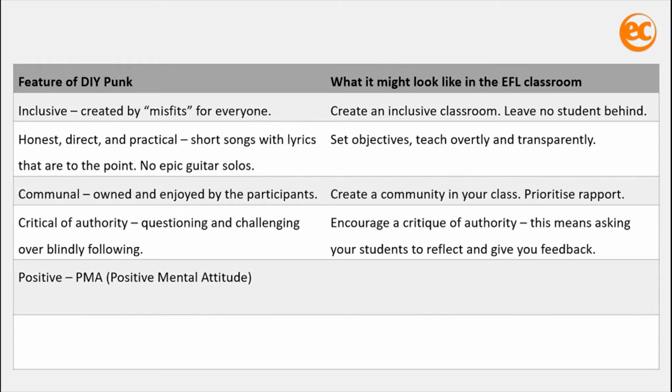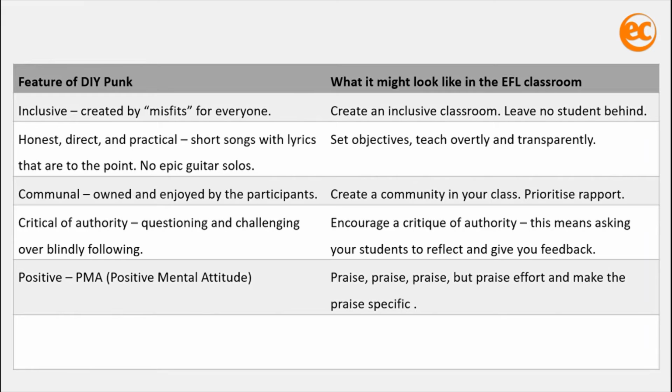So the next feature is a positive mental attitude, or PMA. So I am cherry picking here, unapologetically so. This PMA, positive mental attitude, is a movement within the DIY punk movement, and this moved the punk community on from simply bringing down authority to fixing communities and solving problems within the communities. What might this look like in the classroom?